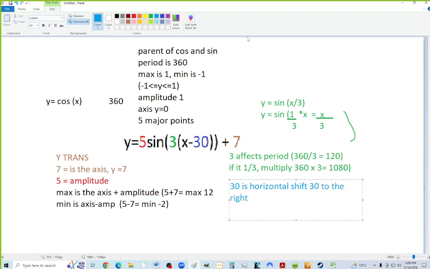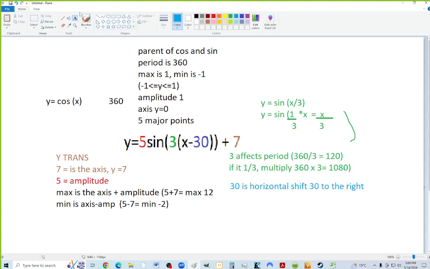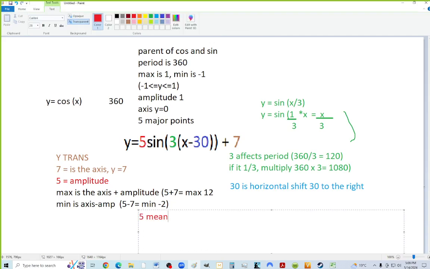Okay? Now let's look at each thing in terms of the red and the colors. Red 5 means multiply all y values by 5, because what you see for y is what you get. Brown 7 means add 7 to all y values. And by y values, I mean your 5 major points.